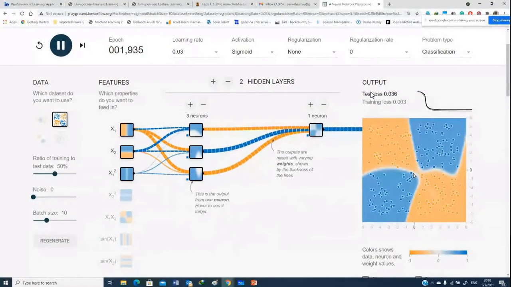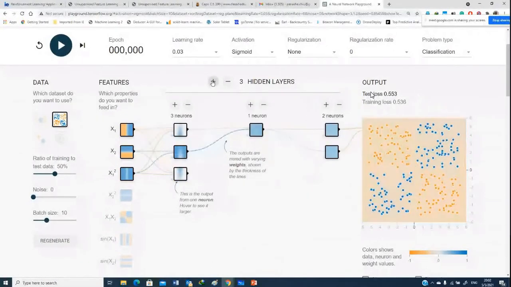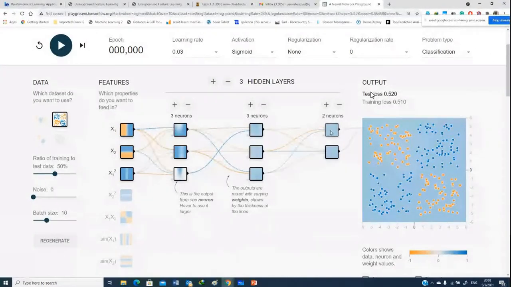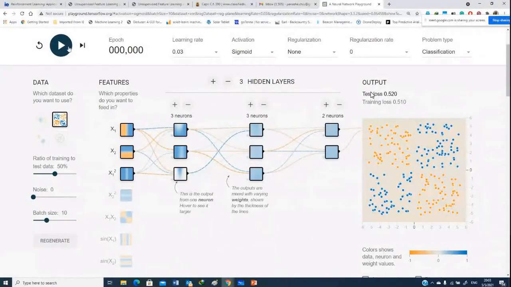Yes. So let's stop it. Let's add another hidden layer, and within that hidden layer let's also add three neurons, right? So let's train this and see what we get.